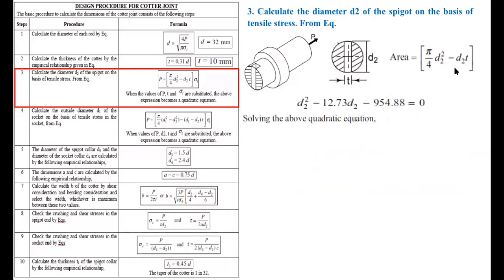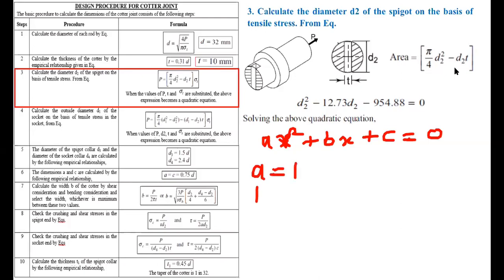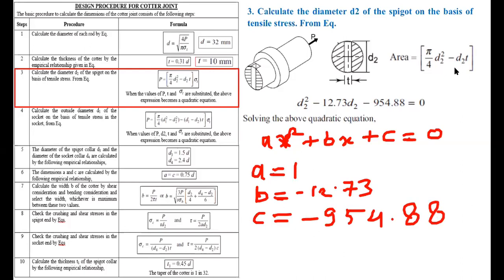Now to solve for the value of D2, in this case you have to find the roots of this equation. First take ax square plus bx plus c is equal to 0, then compare both equations and you will get the value of a is equal to 1, the value of b is equal to minus 12.73, and c is equal to minus 954.88. Okay, and the values of a, b, c you have to put in this equation.